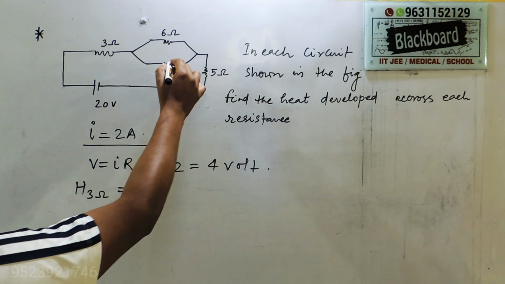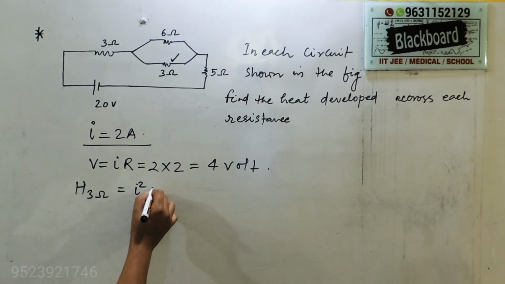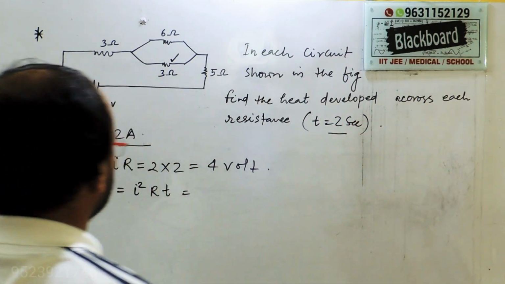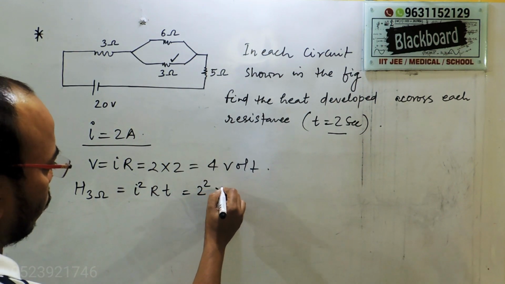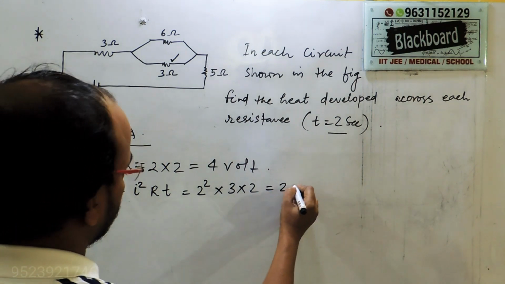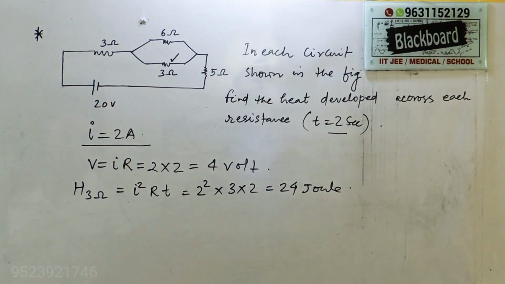Here we want to find the heat across the 3 ohm resistor. Heat is given by the formula I square RT. Given time is 2 second. I is 2, squared, R is 3 and time is 2. That means this is 24 joule. Heat across the 3 ohm resistance is 24 joule.